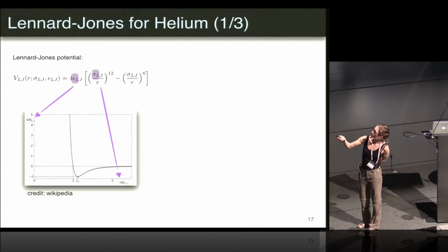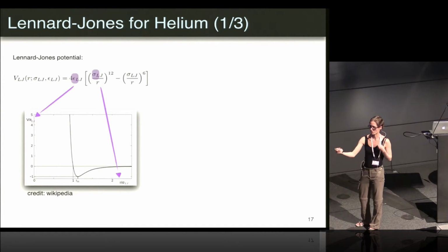You can see it here. So it's just the interaction between two atoms of helium. And here we have two parameters to calibrate, this epsilon and sigma. So the depth of the potential well and the range of interactions.